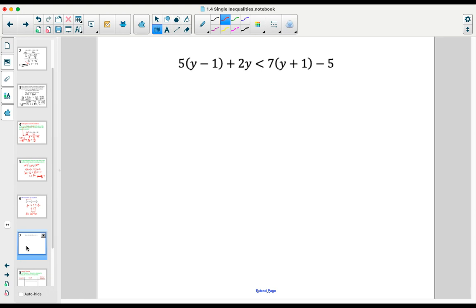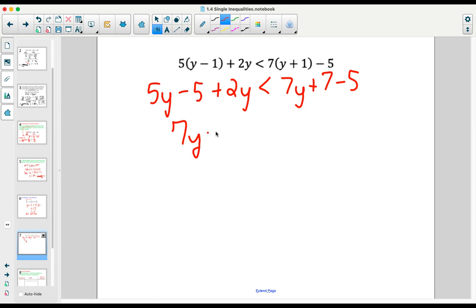This example is going to have a similar situation, but our interpretation of the result is going to be a little bit different. 5y minus 5 plus 2y less than 7y plus 7 minus 5. 5y and 2y makes 7y. 7 minus 5 makes 2. We see again that tried and true situation of the same coefficient in front of the variable. 7 y's will knock each other out, and we're left with -5 is less than 2.